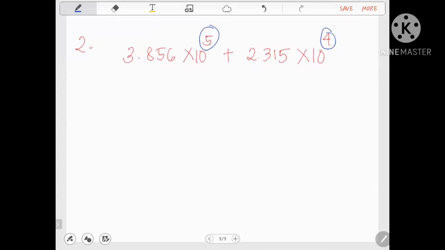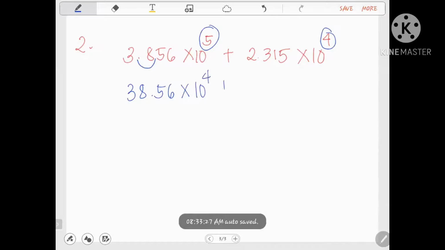So since this notation has a big exponent, therefore we will change this to 4. So in changing this to 4, you have to move this here. Okay, so that's 38.56 times 10 to the 4th power plus, just copy this one, 2.315 times 10 to the 4th power.